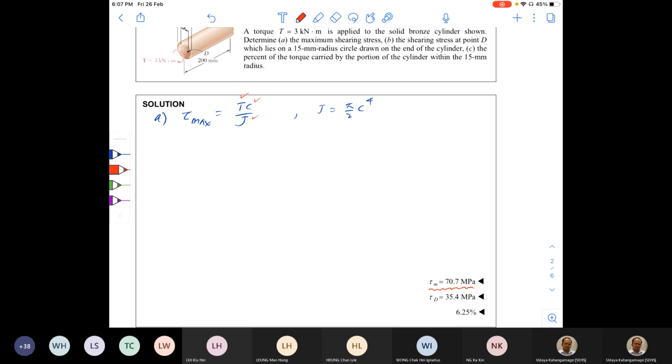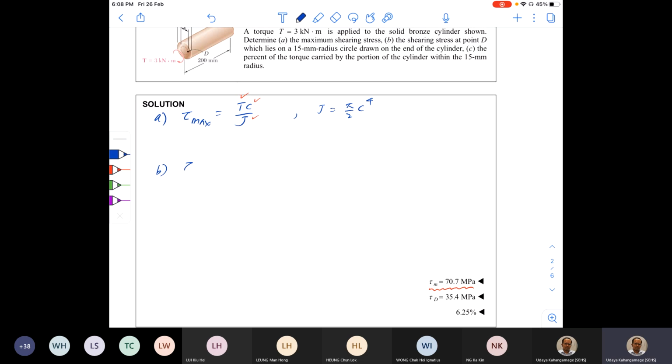Part A is easy, so we'll do part B. I'll keep some space for you. Part B, the shearing stress at point D, which lies on a 15 millimeter radius circle drawn on the end of the cylinder. Oh, that is also easy. Why? Because it is a point on a radial position, 15 millimeter radius, inside, like an inner surface, right?